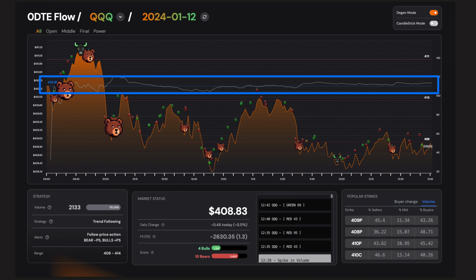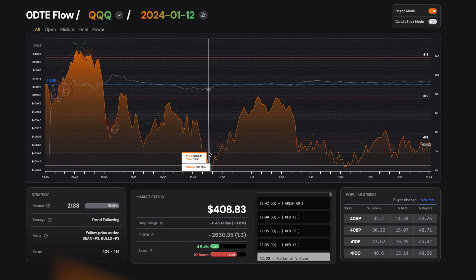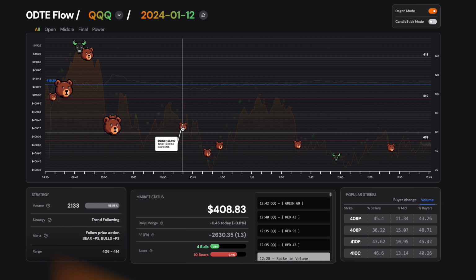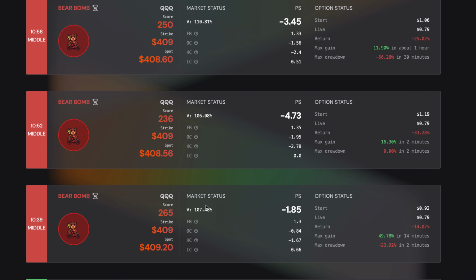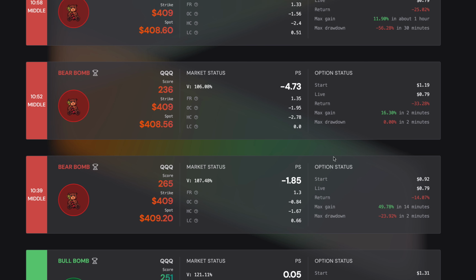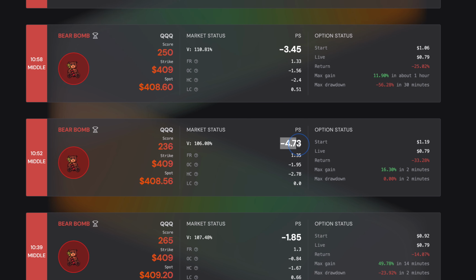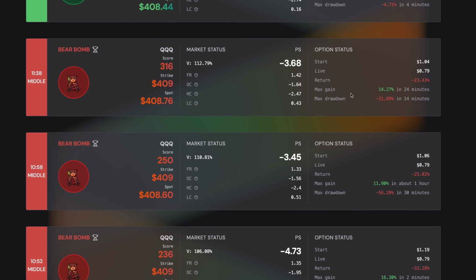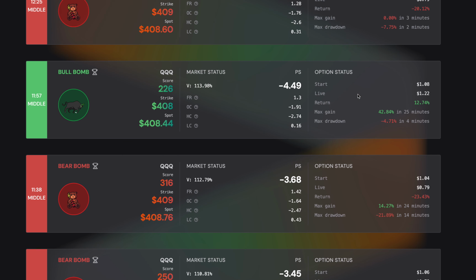Now let me show you what this looks like on the alerts. So let's go down and look at these bears here. We'll start with this one that comes in at 10:39. 10:39, your position score, PS, is 1.85. And you'll notice you almost get a 50% gain. Whereas we look at these, minus 4.73, oh my gosh, 16%, terrible trade, 3.45, terrible trade, 3.68, terrible trade.